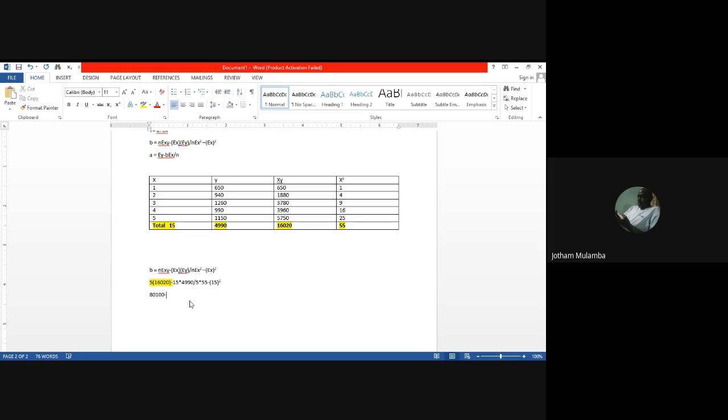Now we subtract. Somebody to get us 15 times 4990. 74,850. Then this figure we divide it by... somebody to get us 5 times 55. 275.